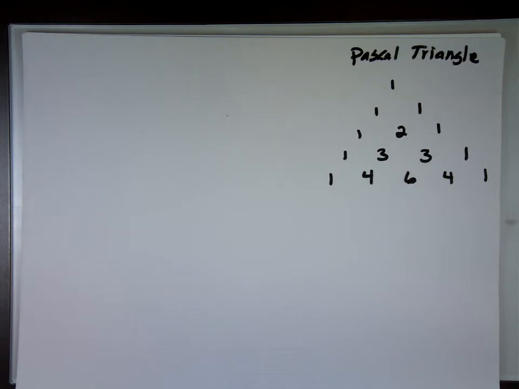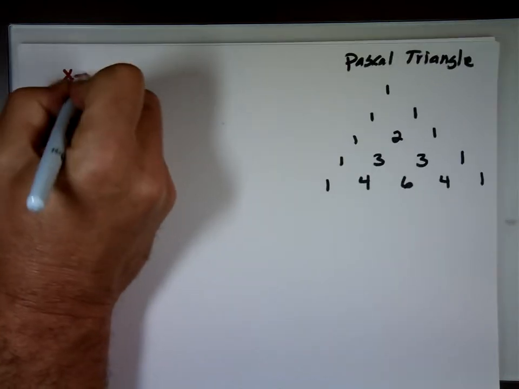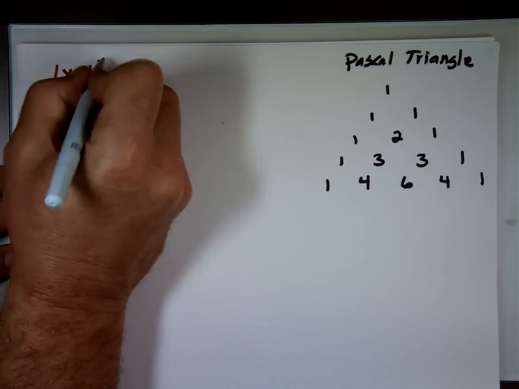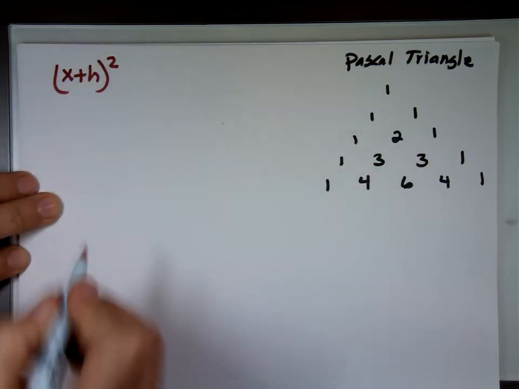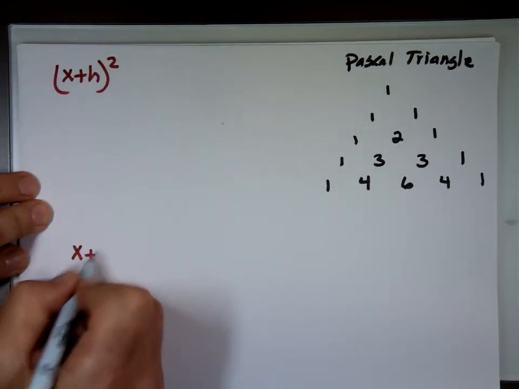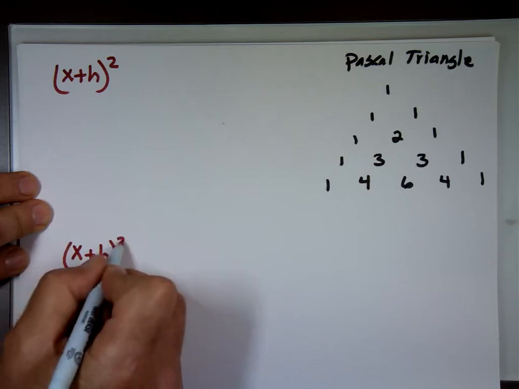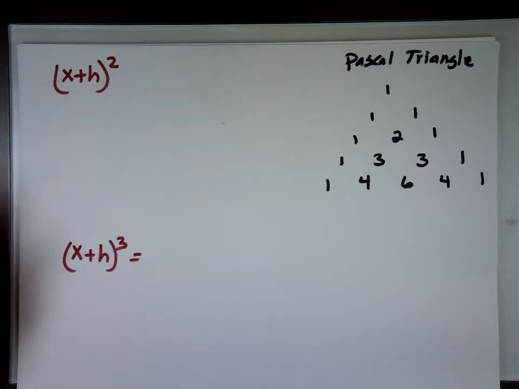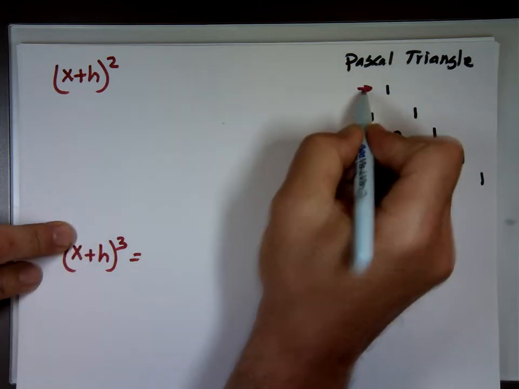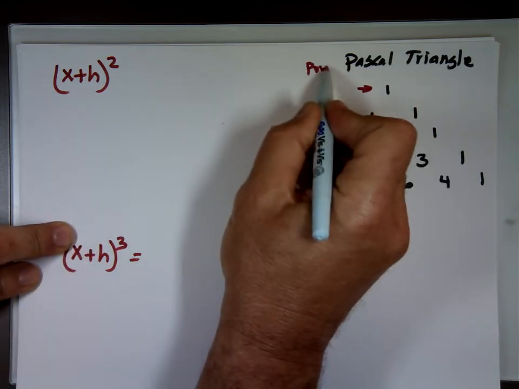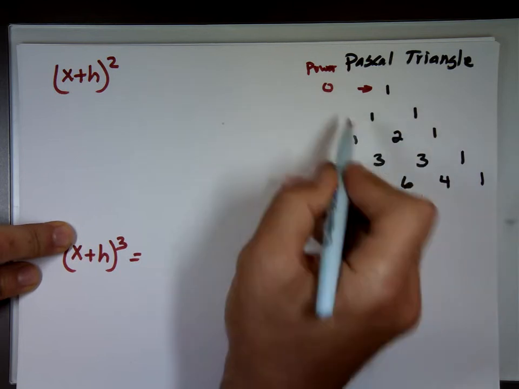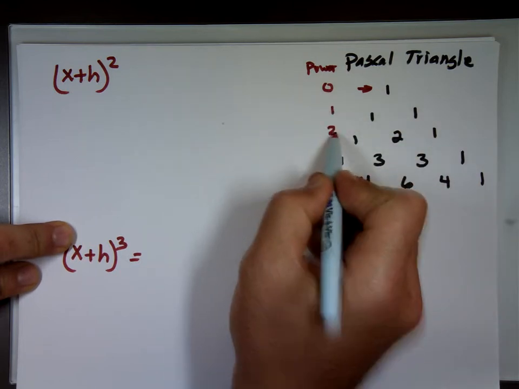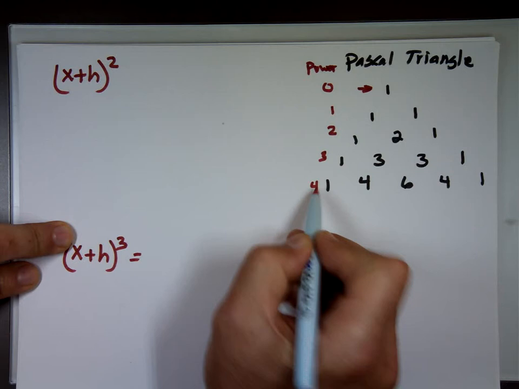Let me find x plus h cubed first. I'll do the cube. Let me do the square first. Then I'll do here x plus h cubed. I figure I have more space on the bottom. This is when the power is 0. This is the power. 0. Power is 1. Power is 2. Power is 3. Power is 4. We're going to use these numbers.